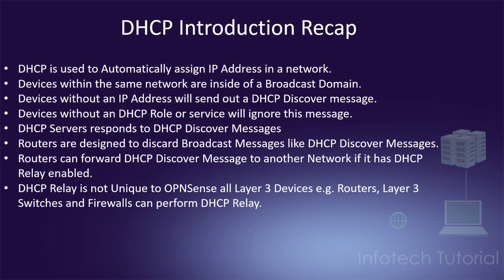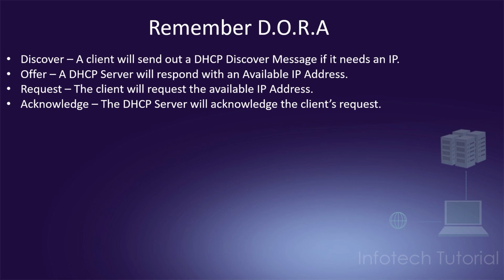Routers by default will discard broadcast messages. They do not forward any address that is 255.255.255.255. Routers can forward the DHCP discover message to another network if it has the DHCP relay enabled. And lastly, the DHCP relay service is not unique to OPNSense. Any layer 3 device will have this, so things like routers, layer 3 switches, or firewalls will have a DHCP relay option. And lastly, remember DORA.